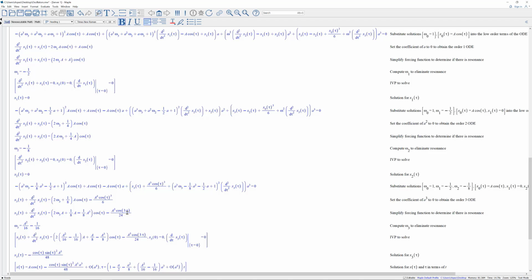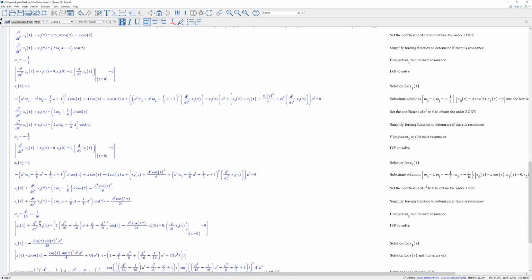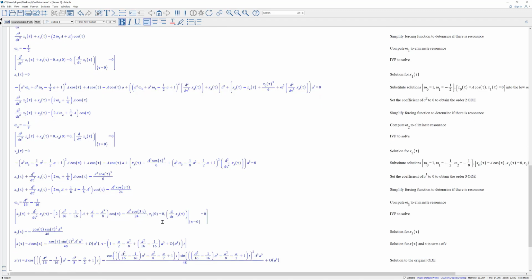It could get by you if you're not paying really close attention. So this is where your secular term is going to come from. This coefficient has to be 0. That gives you the omega 3. You put that information back in here. You have an initial value problem.